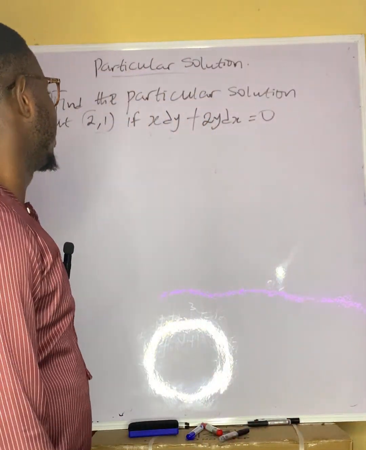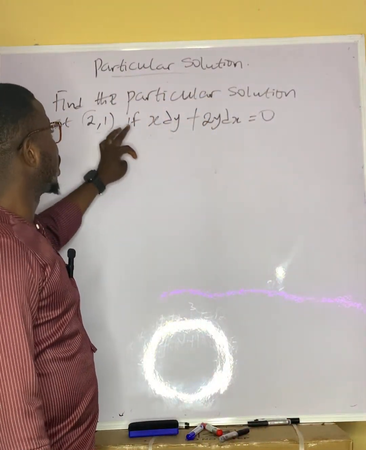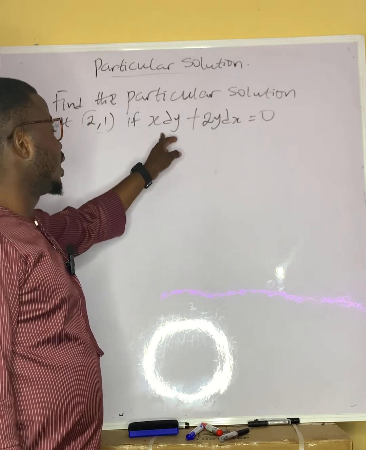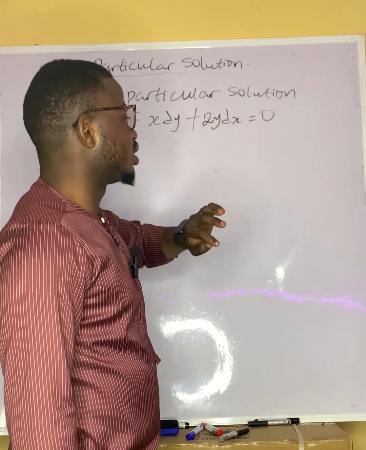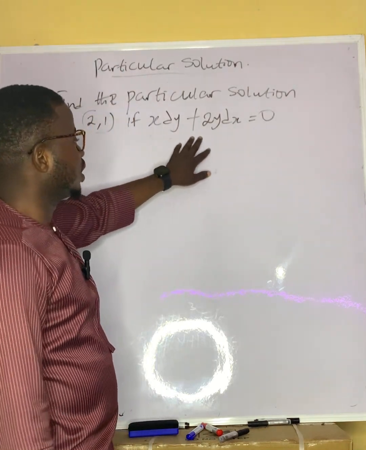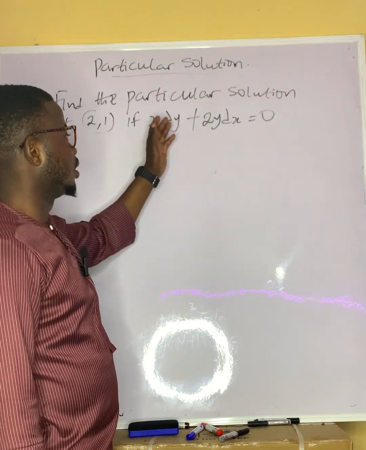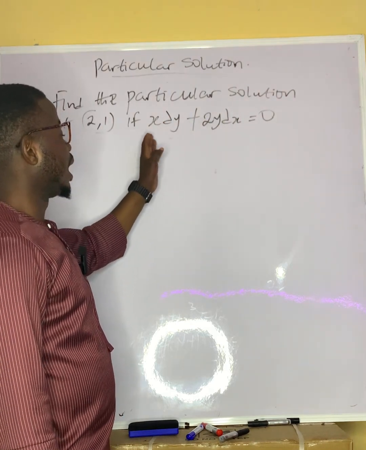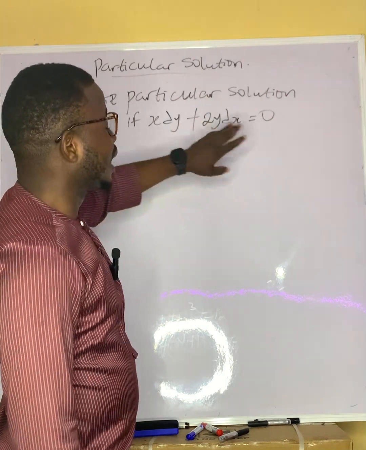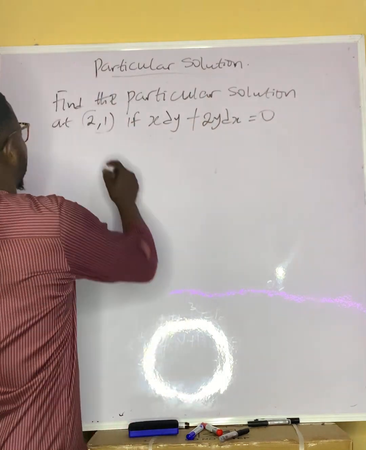And the question that we have here is from particular solution. We have to find a particular solution at point (2, 1) if x dy plus 2y dx is equal to 0. So now here we have the differential equation. The first thing that we need to do here is we need to observe it. The variables are not separated and it is separable. So we need to separate the variables first so that we can now integrate both sides.